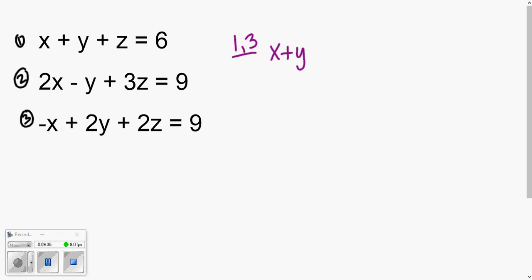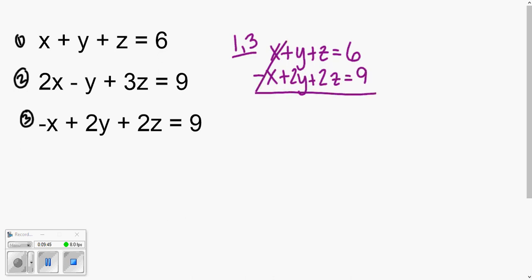Equation 1 is x plus y plus z equals 6. And equation 3 is negative x plus 2y plus 2z equals 9. So my x's do cancel. Y plus 2y is 3y. Z plus 2z is 3z. And 6 plus 9 is 15. Box that and use it in a minute.